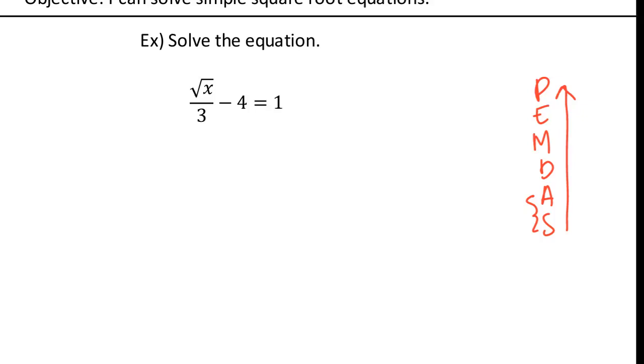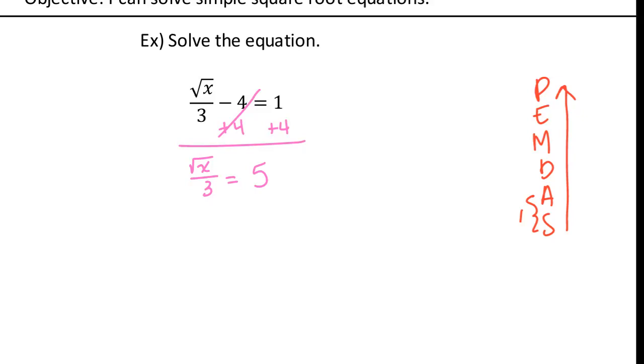First, we get rid of addition or subtraction. So what do we get rid of first? The 4. That's a minus 4, so to get rid of it, we add 4 to each side. Those cancel. We get root x over 3 equals 1 plus 4 gives us 5.